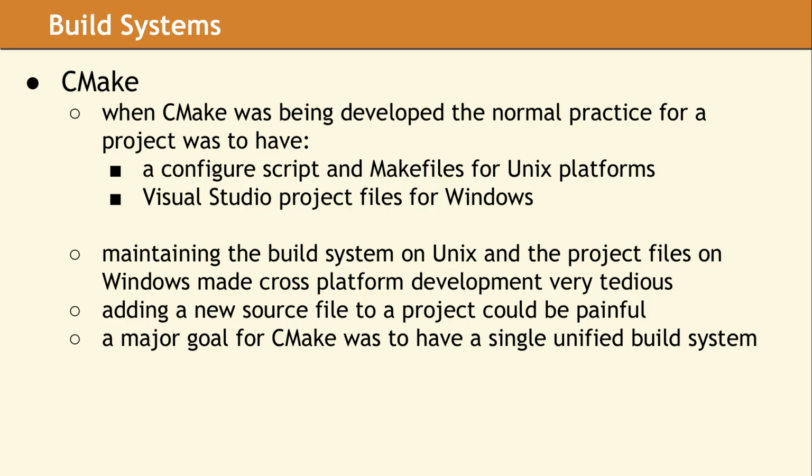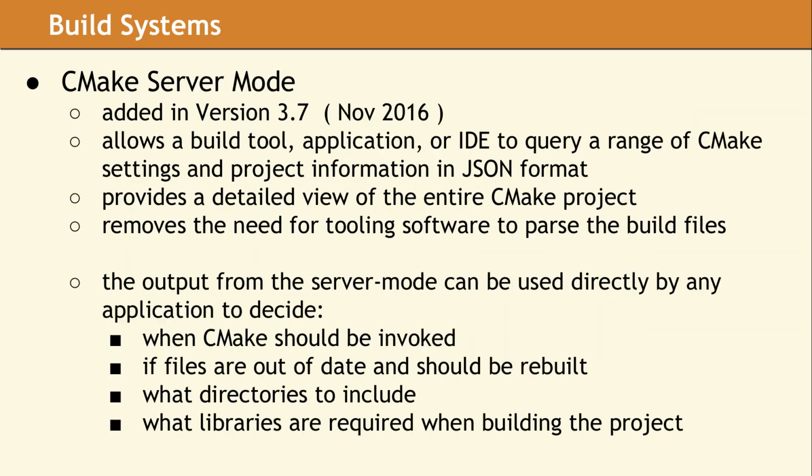This is actually a very serious problem because maintaining the Unix Makefiles and the Windows project files side by side creates a lot of hassle for developers. It causes a tremendous amount of inertia in the project because it's difficult to do something as simple as adding a new source file. A major advancement in the goal of having a unified build system was developed in CMake in 2016. In version 3.7 of CMake, they added CMake server mode.